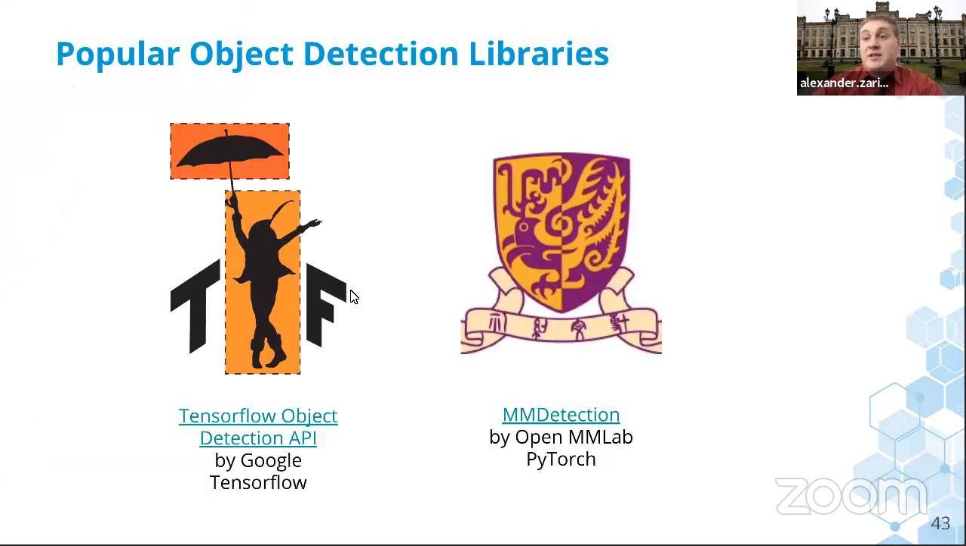And nowadays, when we are talking about using an object detection library, we are generally selecting from these two libraries. We are selecting among the TensorFlow Object Detection API and MMDetection, or simply we are selecting between TensorFlow and PyTorch. So let's quickly review these two libraries.